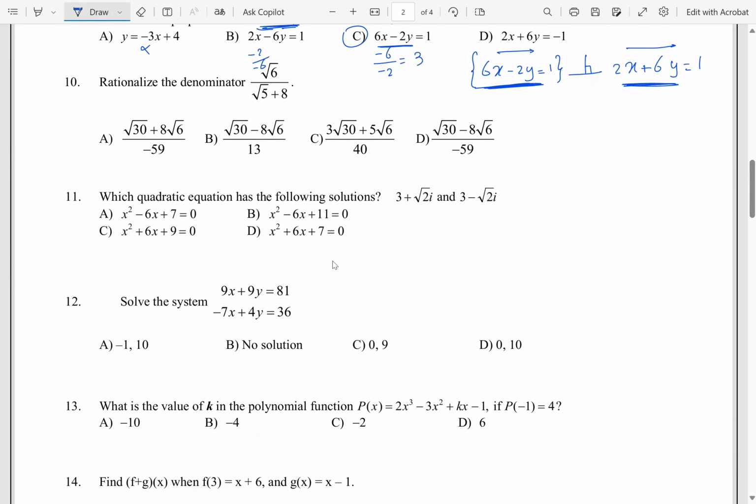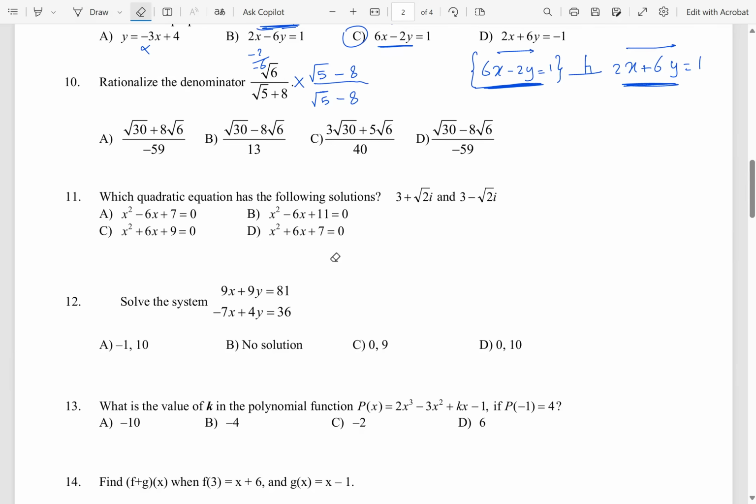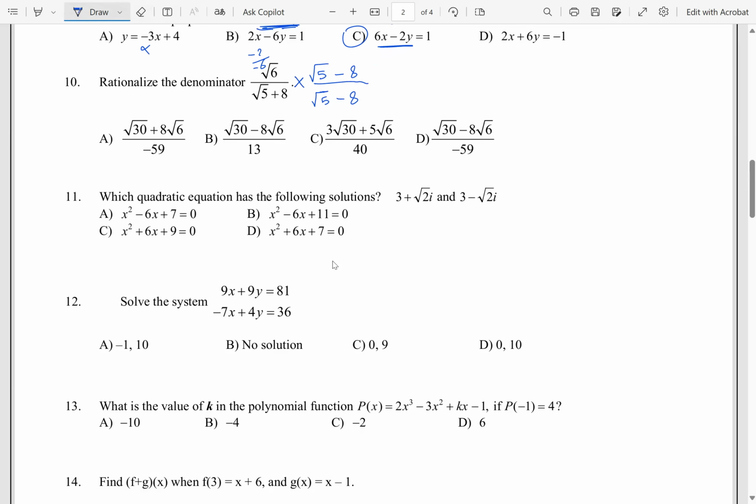Question number 10. Rationalize the denominator. Just multiply to make the denominator a rational number. Just multiply by square root of 5 minus 8, the conjugate of root 5 plus 8. You just multiply up and down by this value. It's easy, you can use a calculator directly, but in this exam, using a calculator is not allowed.